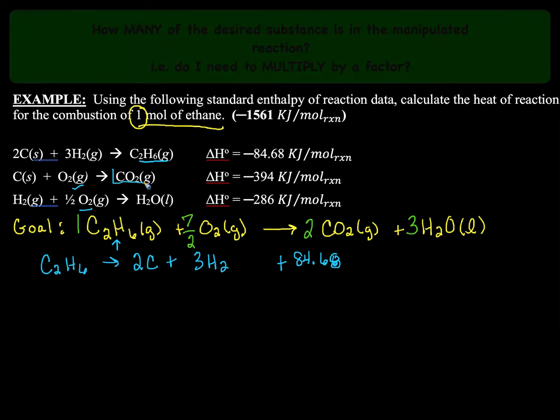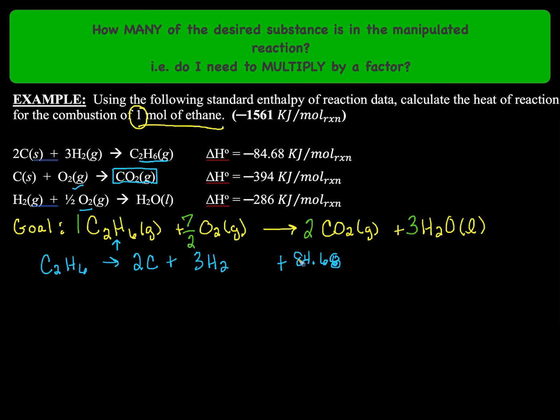This is the only place CO2 shows up. I need it as a product. I have it as a product, but I need 2 of them. So I'm going to multiply this second reaction by 2. And that will give me the 2 CO2s that I need.